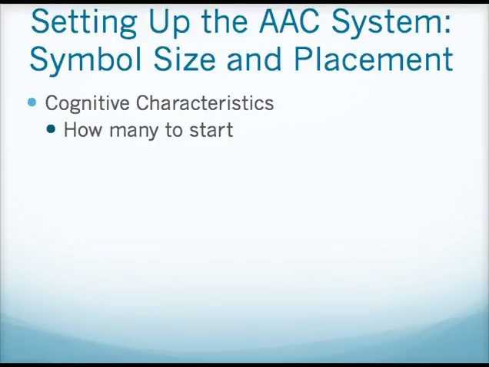We also have cognitive characteristics of our students that we must consider. So if we have students who have lower cognitive abilities, we're probably going to want to start with fewer symbols for those students. Students who have higher cognitive abilities, we may start with more. So again, this is individually tailored to the student that you are working with. Outside of just thinking number of symbols, this also applies to type of device. So you may start with a more simple device, a device that is easier to use, and then move to one that is more complex over time as the student learns how to.